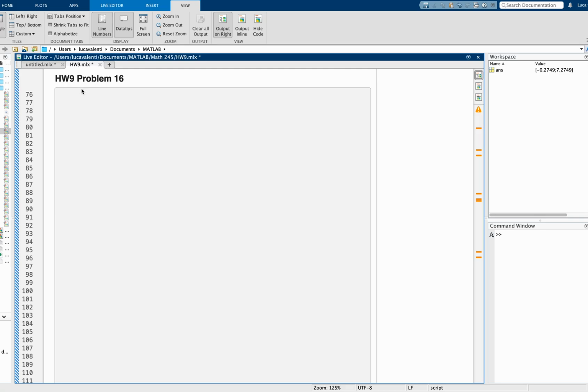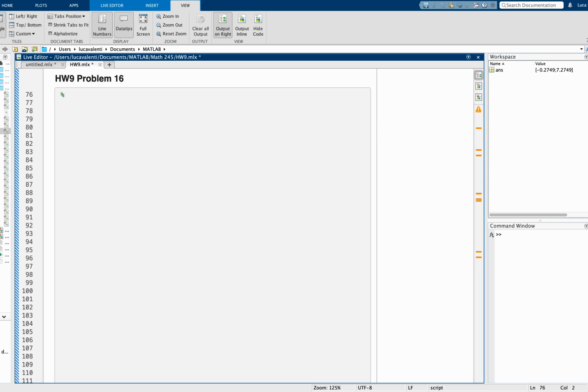Problem 16. This is the second part of the video. The first part is the one where I do the calculations by hand, or where I set up the calculations by hand, which is always important to do before you get to MATLAB. Now that we know that we need MATLAB because we need to solve a system with 4 equations and 4 unknowns, I'm going to show you how to do it.